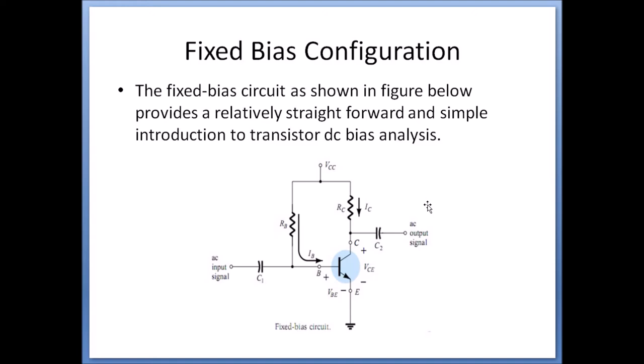A DC supply of VCC is supplied, and there will not be any resistance or any passive component at the emitter terminal. So this is the configuration of fixed bias circuit. Now in the base terminal, the amount of current flowing is IB, and in the collector resistance, the amount of current flow is IC.